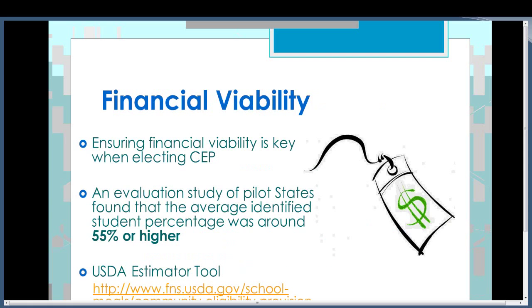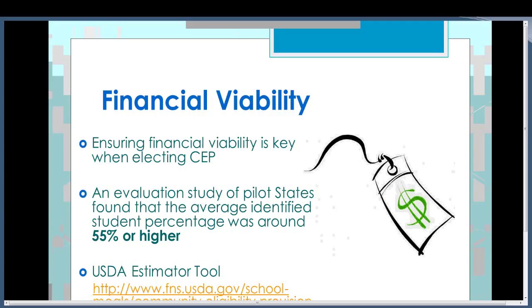We want your CEP election to be successful, so making a sound financial decision is important. CEP was phased in over 3 years in 10 states and the District of Columbia. An evaluation study of the participating districts found that the average identified student percentage was around 55% or higher. We encourage you to take a look at that evaluation study, which is available on our website, which we'll give to you in the resources section a little bit later.